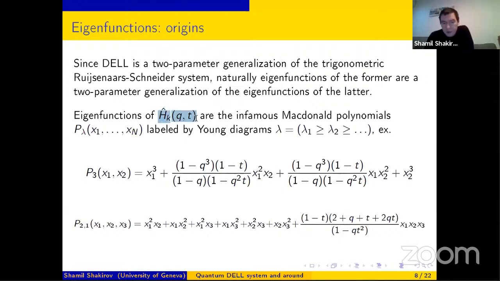If you consider these Hamiltonians, then the polynomial eigenfunctions, as deformations of Schur functions, will be given by MacDonald polynomials. So MacDonald polynomials have arguments x, and they are labeled by Young diagrams lambda. Here are two examples of MacDonald polynomials, one for SU2 and the other for SU3. This corresponds to the third symmetric power of the fundamental representation of SU2.